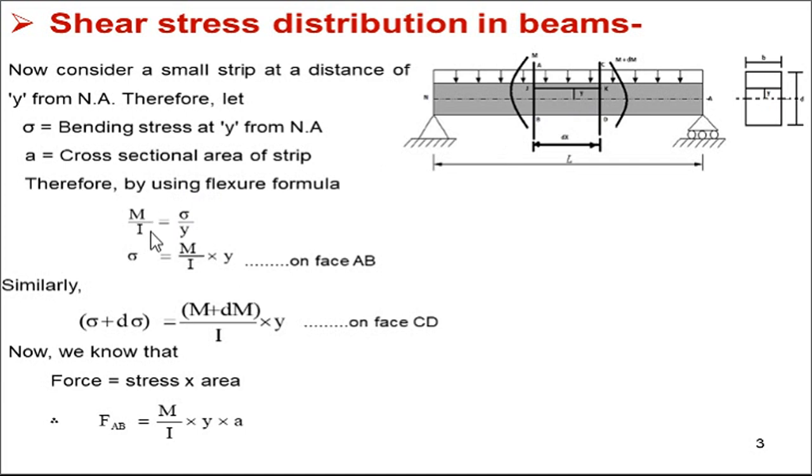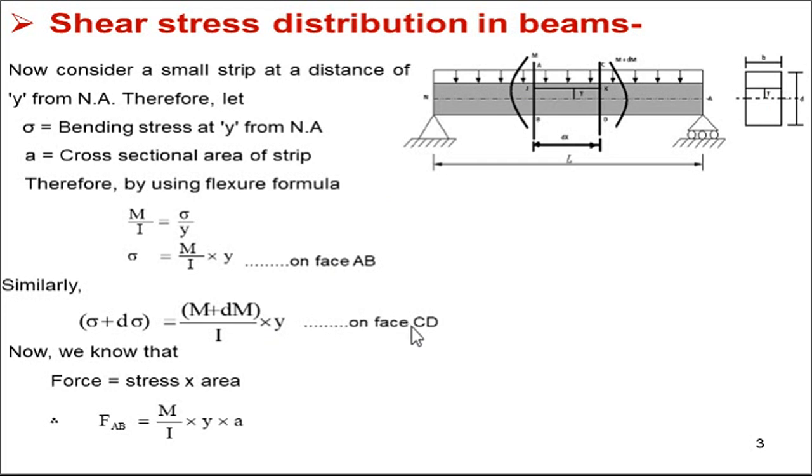Therefore, we know the flexural formula: M upon I is equal to sigma upon y. So the bending stress sigma is equal to M upon I into y, only for the face AB. On face AB, we have considered the moment M, the shear force F, and the bending stress sigma.